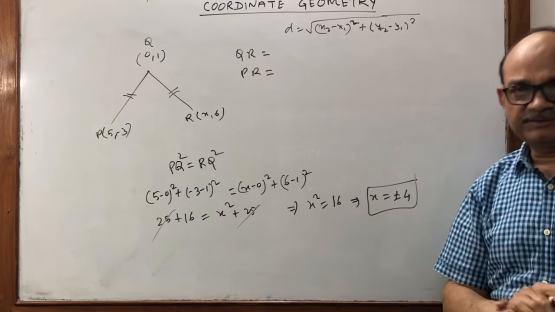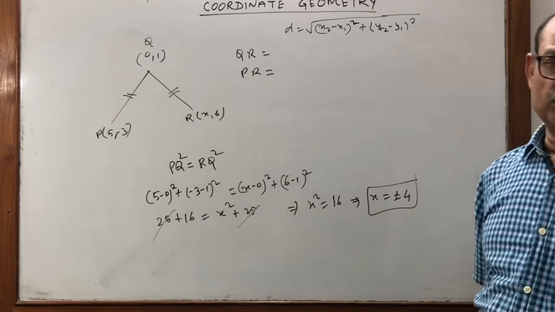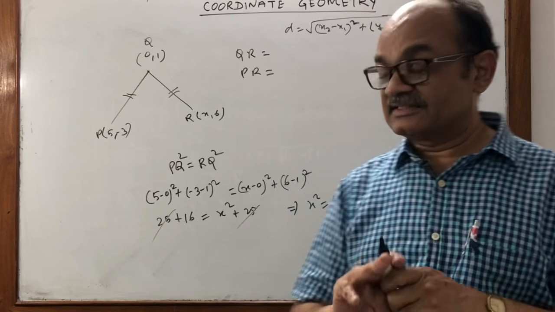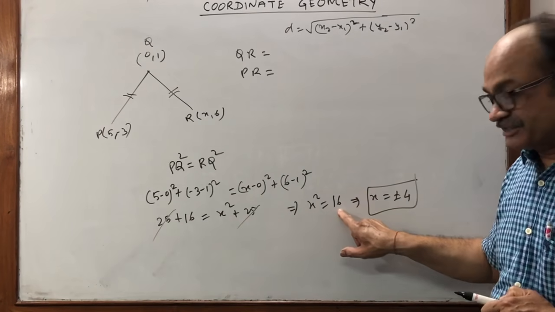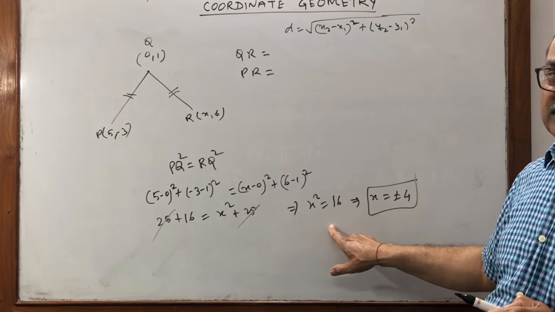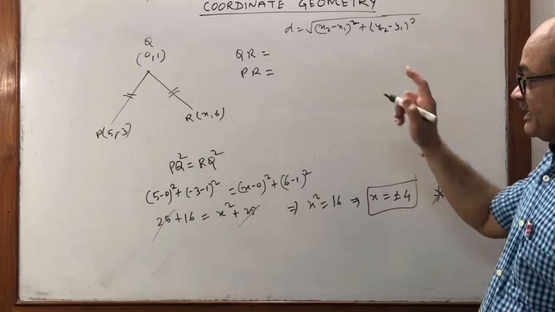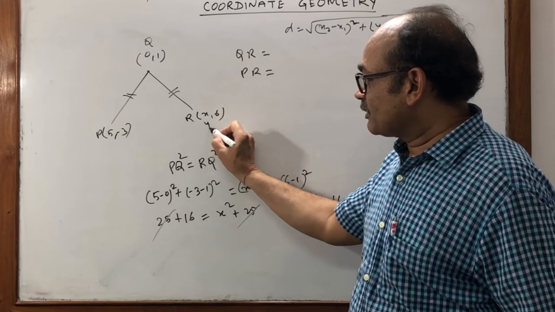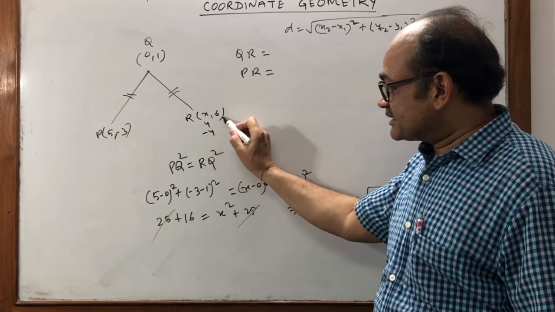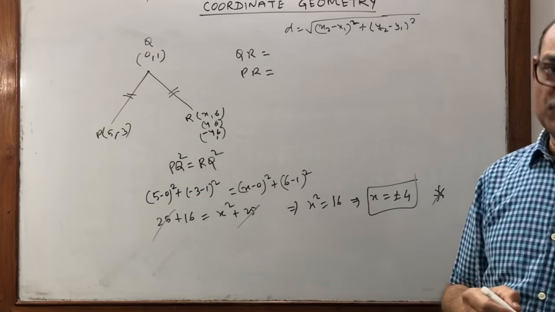Very important point. Be cautious: whenever we take a square root, we have plus and minus answers. The reason is, if you square 4, you get 16, and if you square minus 4, you also get 16. So don't forget to write plus and minus. Put a star mark here. Plus minus 4, so x may be 4 or x may be minus 4. So the coordinates are (4, 6) or (minus 4, 6). These are the two coordinates.